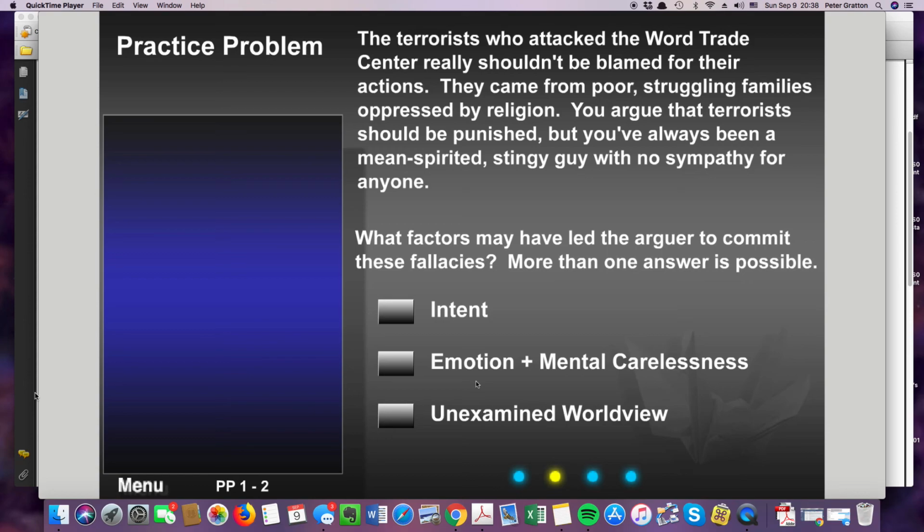Now, what factors may have led to this? I think it's emotion and mental carelessness, but it also could be an unexamined worldview. This could be somebody who's into alternative medications and so on. So I'll start there, right? The arguer's worldview may involve unexamined presuppositions. That's always a possibility. But it also could just be emotion and mental carelessness, right? The arguer at least appears to have negative feelings towards the opposing arguer. No. Intent would be hard there unless the person is a seller of vitamin E.